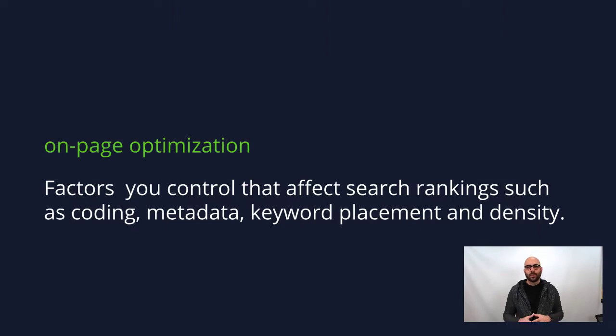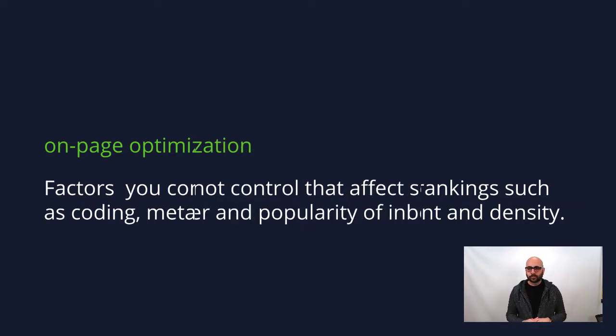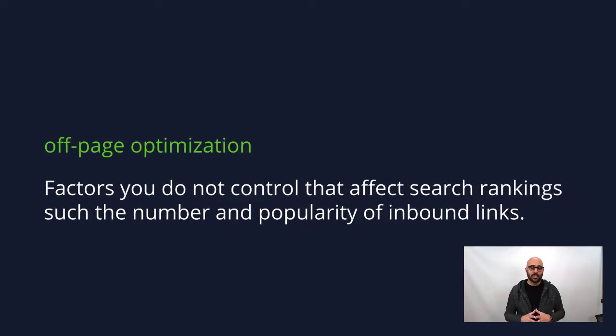When we talk about this, we're going to talk about two types of optimization. The first is going to be on-page optimization. And on-page optimizations are those changes you can actually make to the markup, the HTML, the content of your web page that will affect your search rankings. The second type of optimization we're going to talk about is off-page optimization. These are the things that you don't necessarily control.